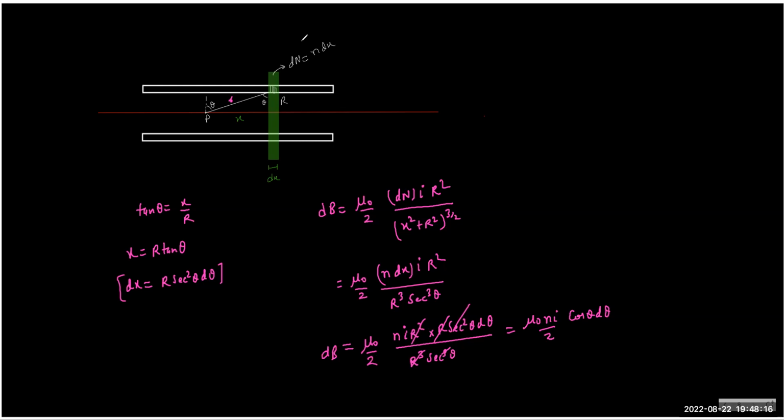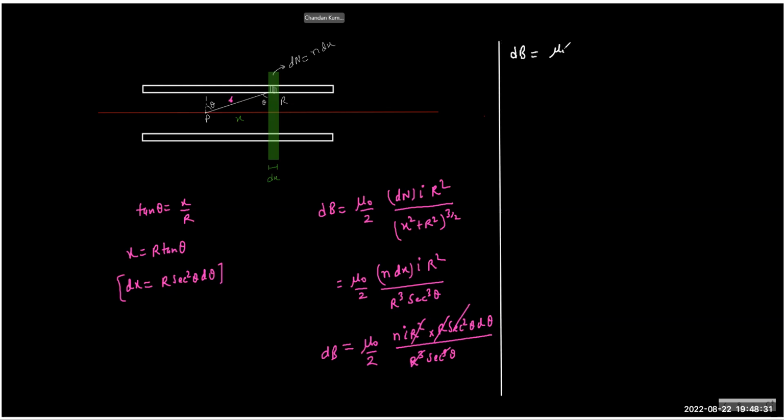So that was the only thing. So the dB turns out to be mu naught n I by 2 sine theta d theta. So the net magnetic field at the point P will be the integration of this term. And now theta we can vary from minus beta to plus alpha, right? Yes. So BP turns out to be mu naught n I by 2. And oh, this is cos, my bad. There is cos. Yes, it's cos.